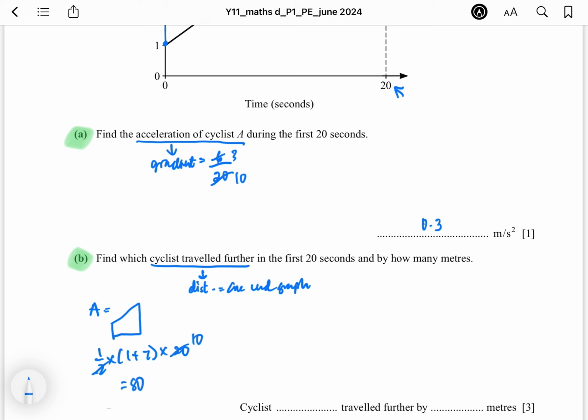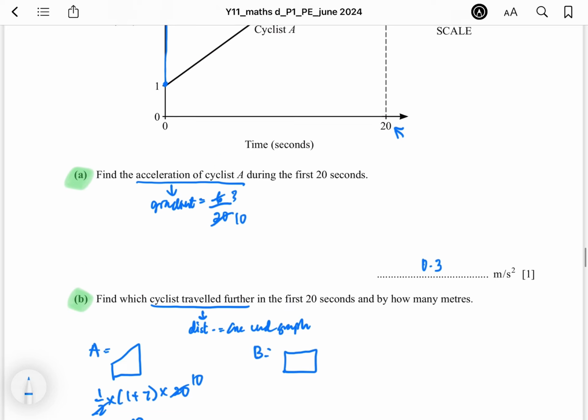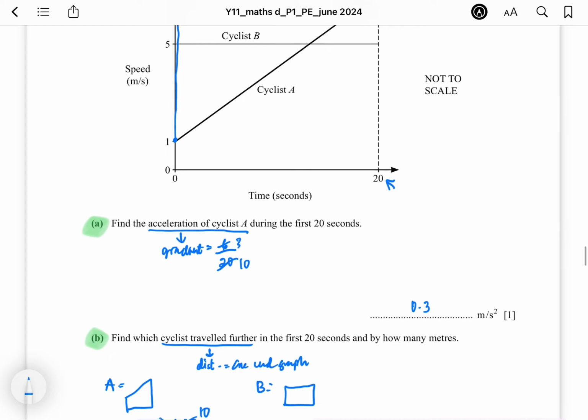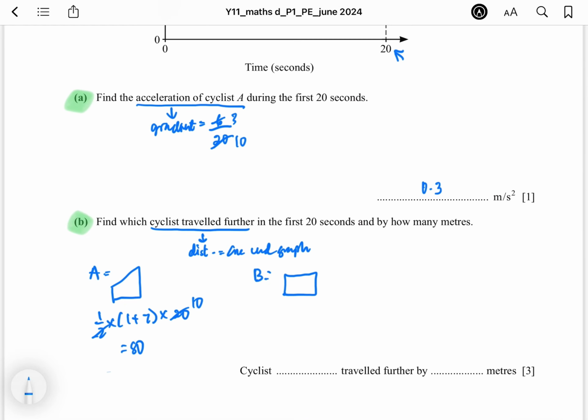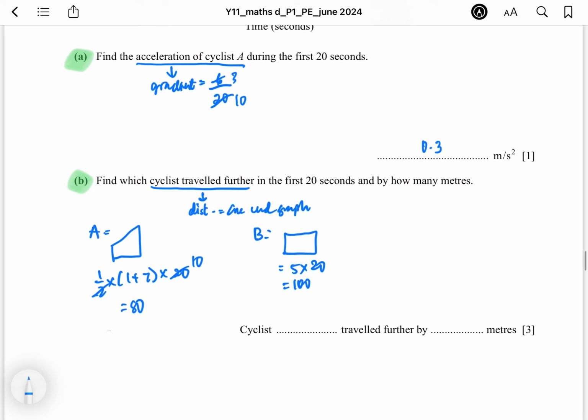That gives you 80. For B, the area under the graph looks like a rectangle. So the area would be 5 times 20, which gives you 100. That means, which one traveled further? So the one who traveled further would definitely be B. How many more? By 20 meters.